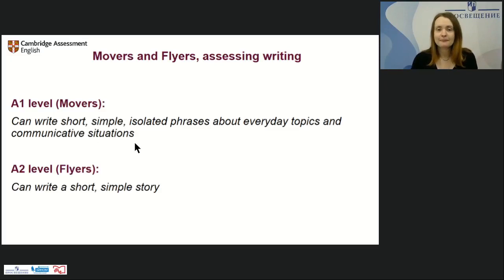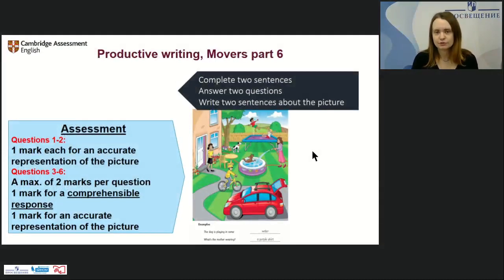And if we speak about Movers, what we should expect: short, simple, isolated phrases. When we speak about Flyers, it's going to be a short, simple story, which is a completely different level of cognitive development. Let's have a look at how these things are assessed. So the productive writing for Movers, Part 6, where they have a scene picture, and there are 3 types of tasks involved. First of all, they have to write a short word answer. Then they have to write 2 sentences about the pictures and answer 2 questions. And this task really is a bit difficult for assessment. So let's have a closer look.